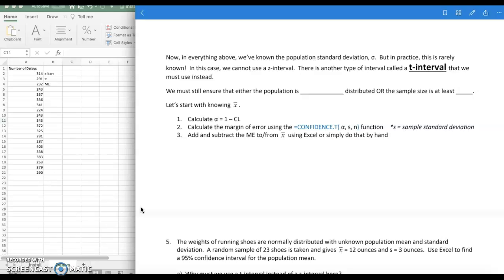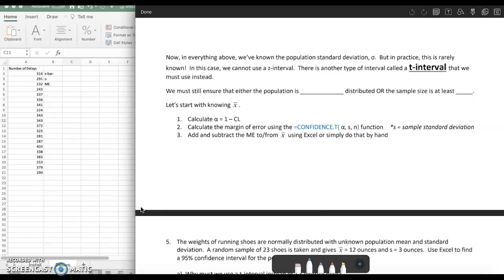There is another type of interval called the t-interval that you must use instead. In practice, in the real world, this is the one that you will more likely find yourself using. We've been practicing and building up to this with the more simplified situation, but this is really the key to what most statisticians do. You still have to ensure when you're doing a t-interval that your entire population is normally distributed or that your sample size is at least 30. So that stands as well.